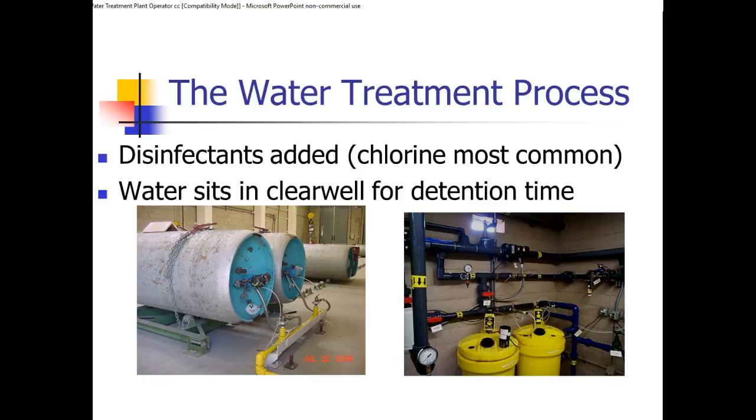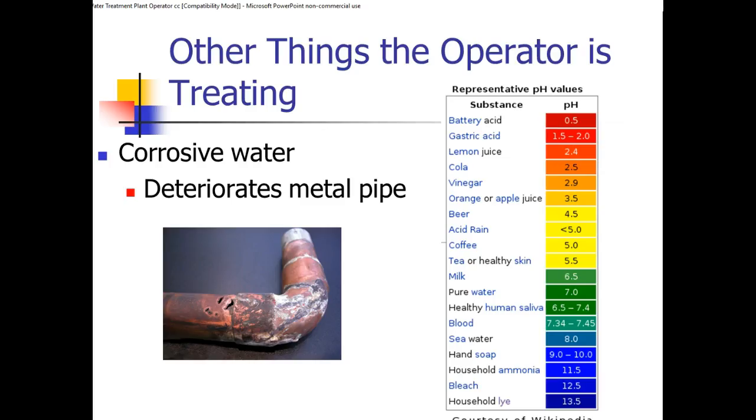Then we have calcium hypochlorite. That's the white powder, or it can come in discs or pucks. You often see that added into spas. It's normally about 65 to 75% purity. And the most pure we have is chlorine gas, which is also the most dangerous. It is 99 point something %. So other things that the operator is treating, corrosive water.